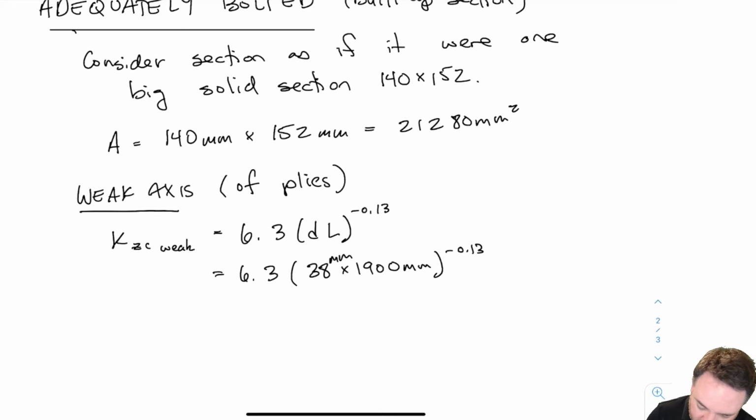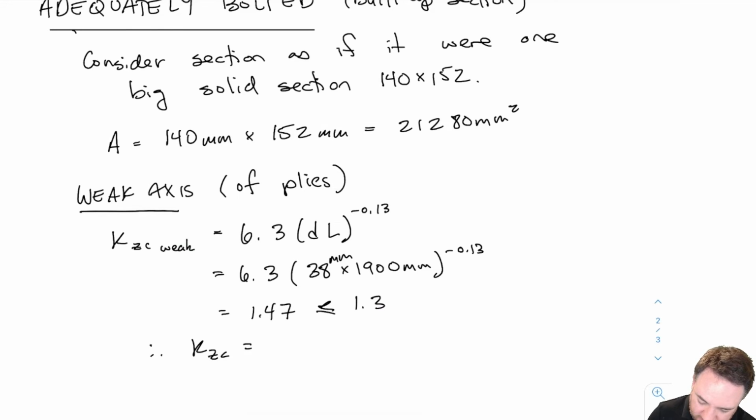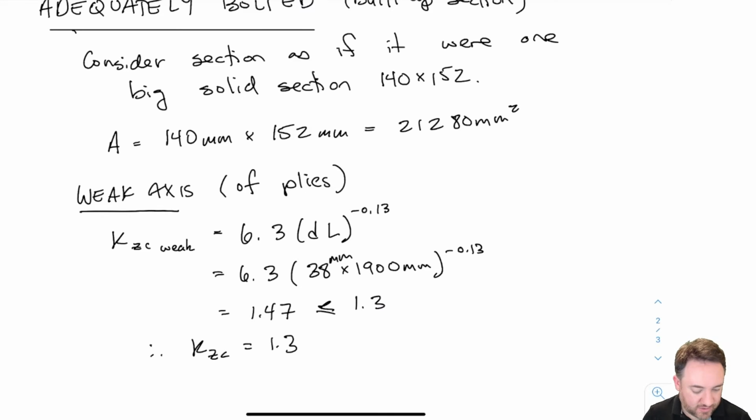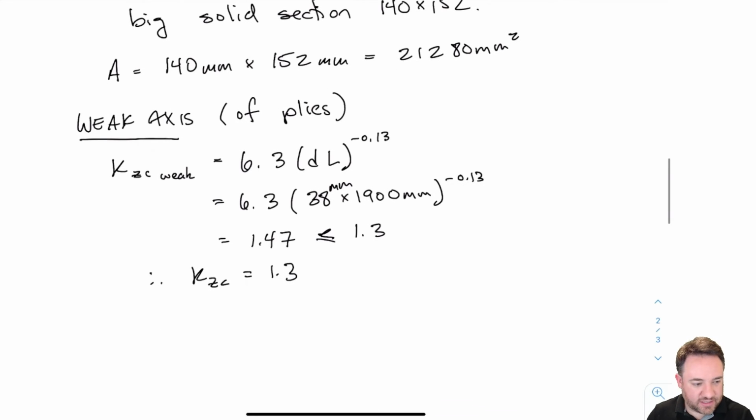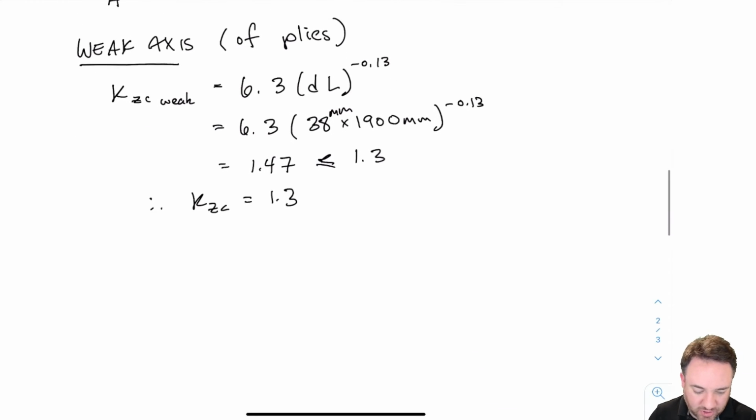So then when I do this, I get 1.47. And this equation dictates that KZC has to be less than 1.3. So therefore, KZC equals 1.3. Okay, so we're talking about weak axis. Let's continue by doing weak axis slenderness and weak axis buckling.